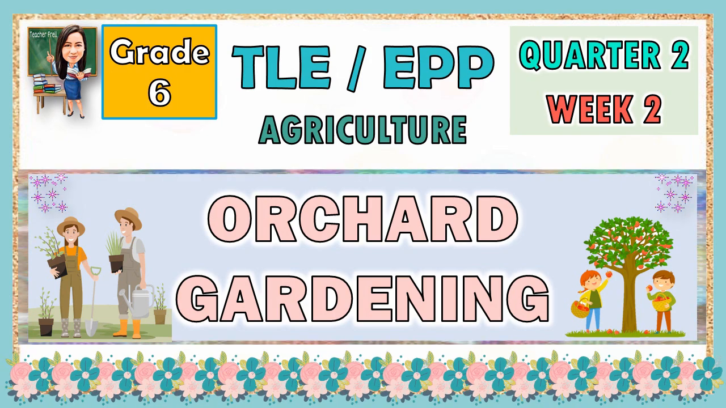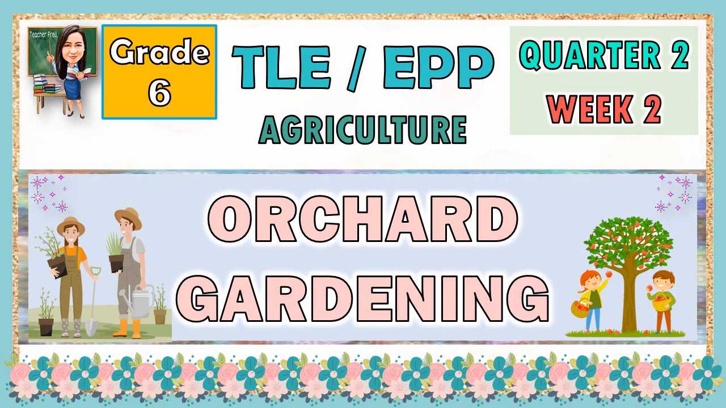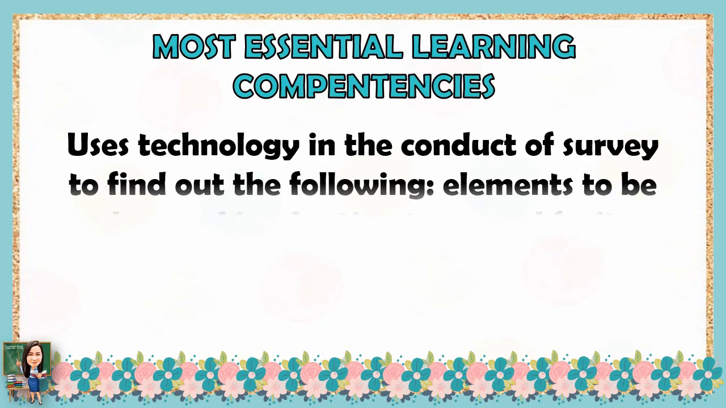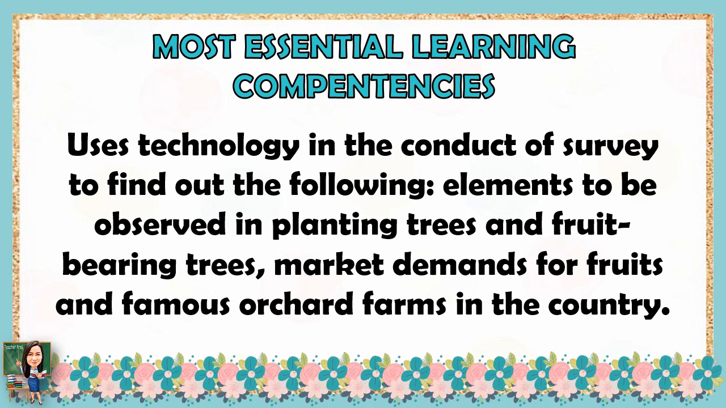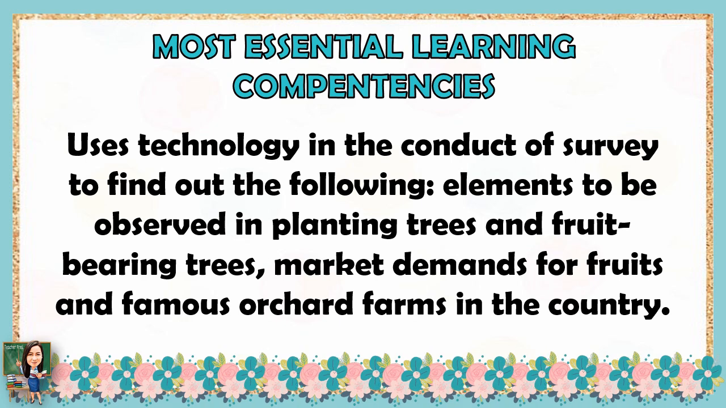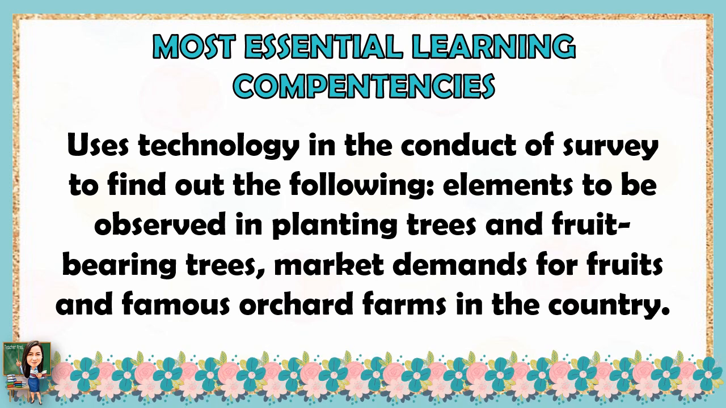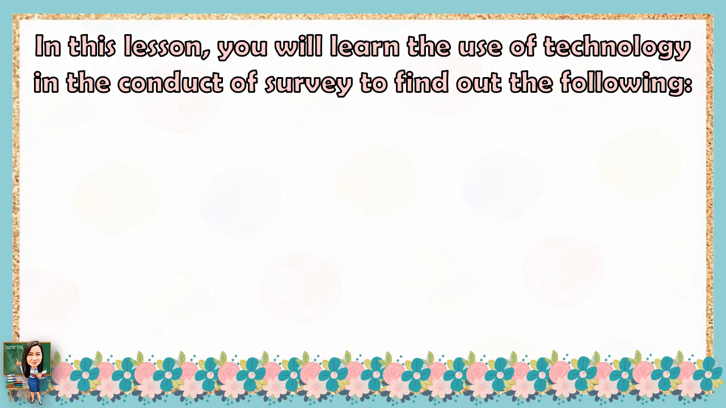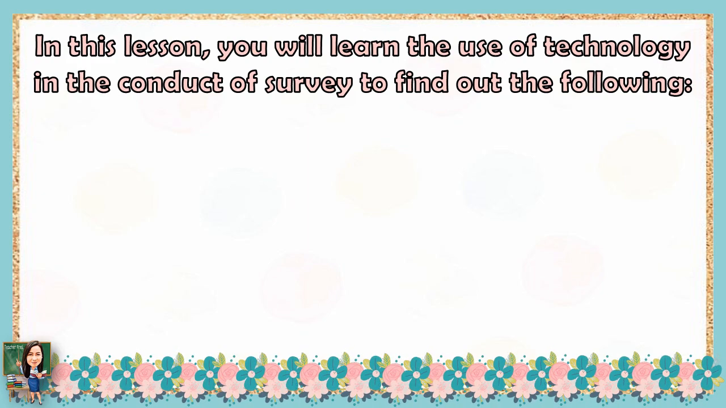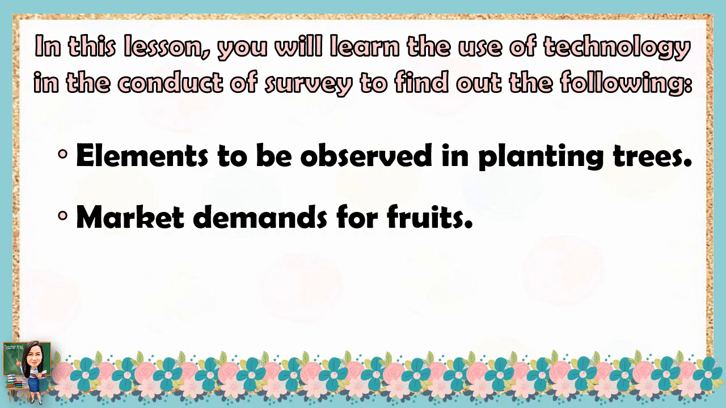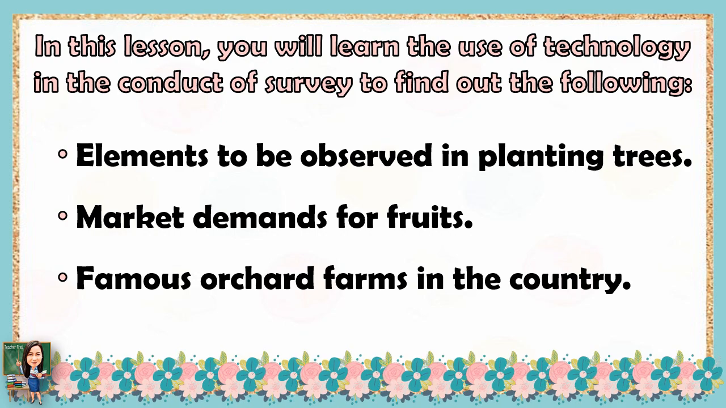For today's lesson in TLE 6, we will discuss orchard gardening. For the most essential learning competencies, use technology in the conduct of a survey to find out the following: elements to be observed in planting trees and fruit-bearing trees, market demands for fruits, and famous orchard farms in the country. In this lesson, you will learn the use of technology in the conduct of the survey.